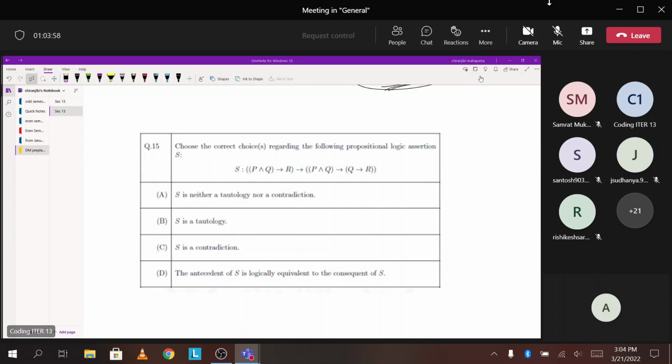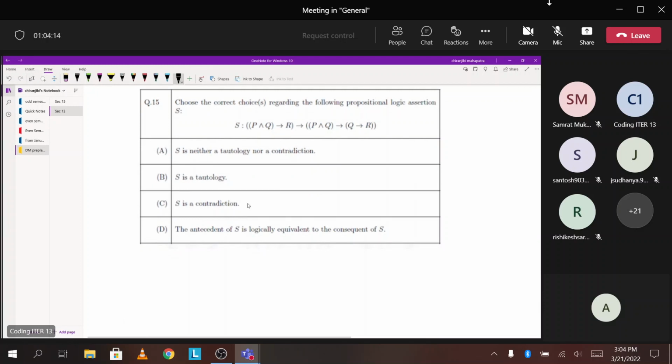Has anyone solved this? Okay, let's solve one by one. P and Q then R. Okay, so if we solve this, then what happens: negation of P and Q or R, so that becomes negation of P or... Sir, option B. Option B. That means it is a tautology. Yes, sir. I think that's the correct thing.